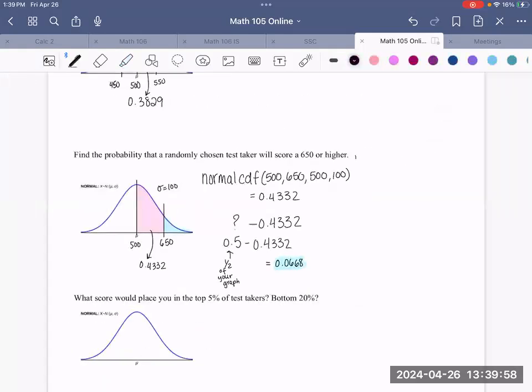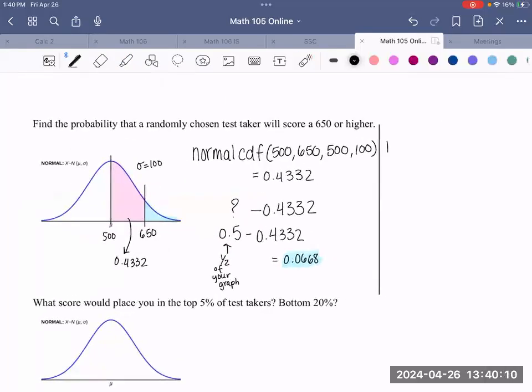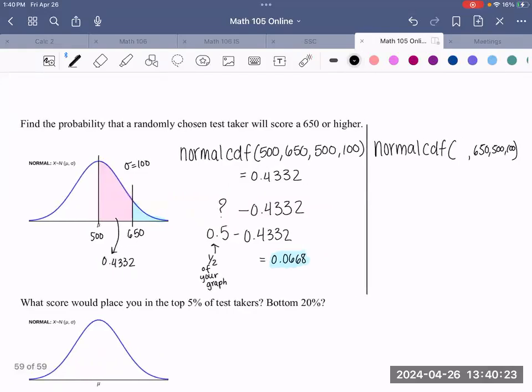So that is one way we can calculate it. The other way, there are two ways we could have done it. Instead of subtracting half your graph, we could have calculated this whole thing. So we could have punched in normal CDF. 650 is our upper limit, 500 and 100. So that part doesn't change.